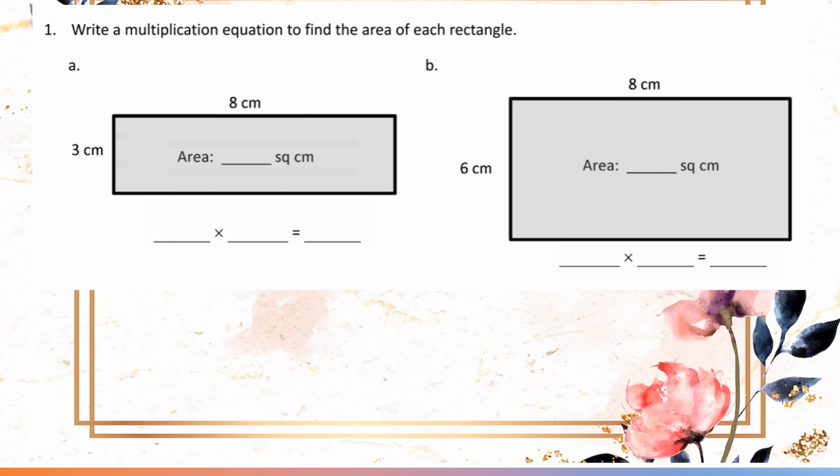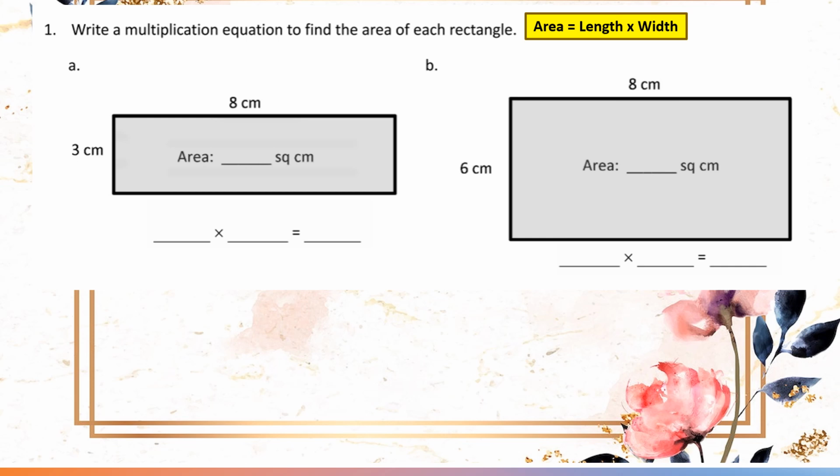Now let's take a look at number 1. Number 1 says, write a multiplication equation to find the area of each rectangle. We're going to start with letter A. Letter A's rectangle has a length of 3 centimeters and a width of 8 centimeters. Let's remember that the equation that helps us to find area is length times width. So when we set up our equation to find the area for each of these rectangles or squares, it's going to be the length times the width.